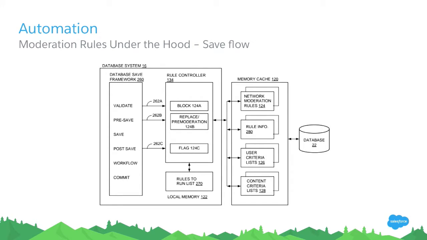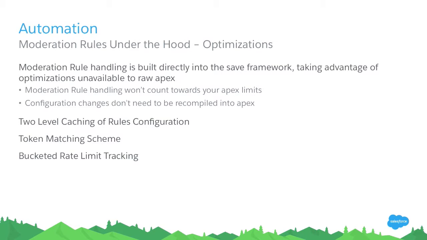Where was I? Right, okay, so you can see in this diagram that we have several performance optimizations. Here we have a two-layer caching framework to load and persist the configuration, the rule configuration representation of your automatic moderation. And we have a couple of other things that you really can't do on your own in Apex. Because the moderation framework is built so close to the metal, we can, and have, done a lot of performance optimizations.